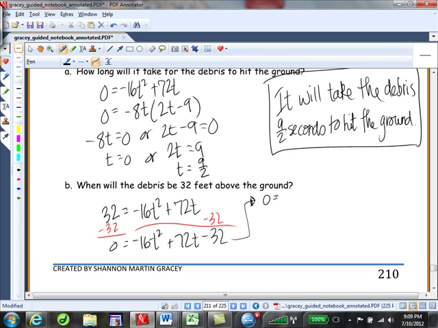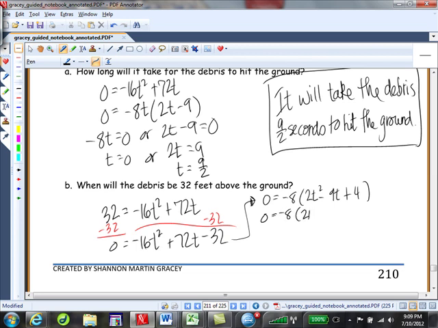And then solving, we'll get 0 is... So we have to factor. Let's see what goes into all of these guys. I believe 8 still goes into all, and I'll factor out a negative 8. And so this would give me 2t squared minus 9t plus 4. So 0 is negative 8.